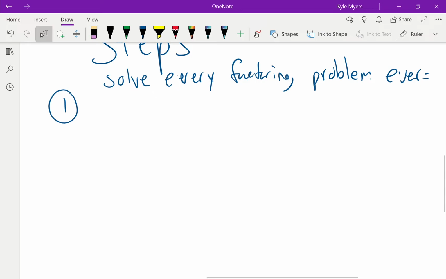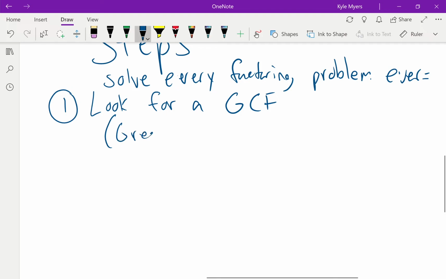So actually, step 1 is more like a precursor step, but I like to call it step 1. So step 1, look for a GCF. And if that term doesn't sound familiar, it stands for greatest common factor. All right. So what is that?